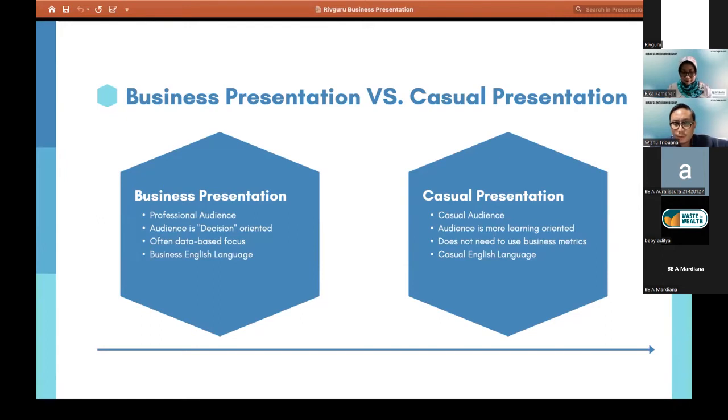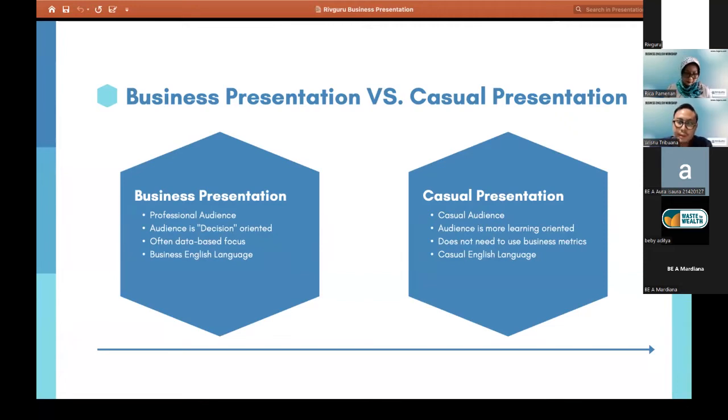Okay, and the second most critical difference is the orientation of the audience, yeah? So what they want to get out of your presentation. Business presentation, they're more decision-oriented. This means that they're going to evaluate your presentation, they're going to evaluate the data that you're presenting, the way you speak, your body language, and based on that evaluation, they're going to have a decision, yeah? So whatever that may be, because you can have a presentation about a marketing research or a marketing tactic or a financial tactic, and the audiences are going to decide based on the evaluation of your presentation.